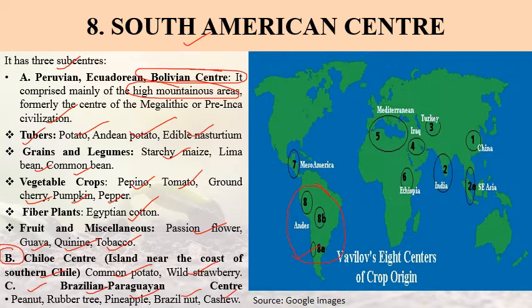So this is all about the Vavilov center of origins. जो 8 centers हैं उसके बारे में डिस्कस किया. There are some typical plants जो कि originate हुए हैं in geographical regions में.